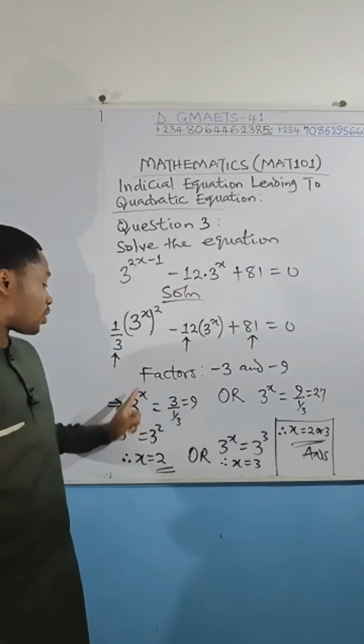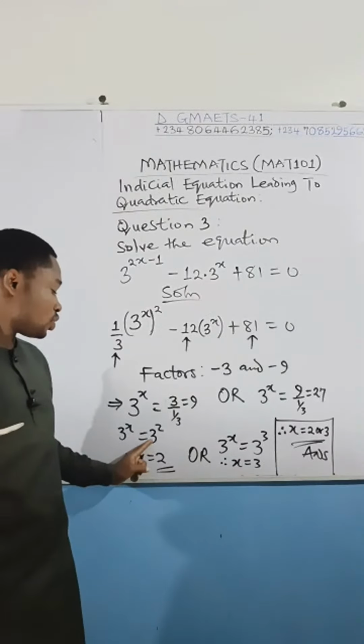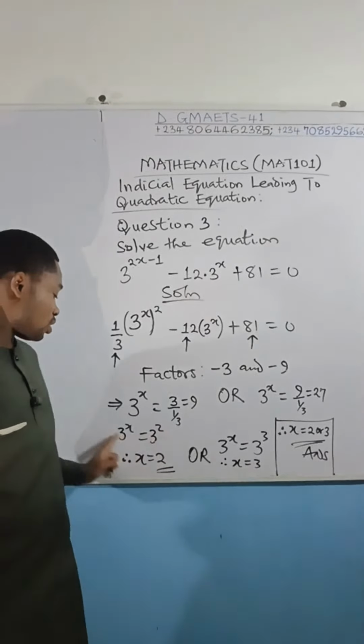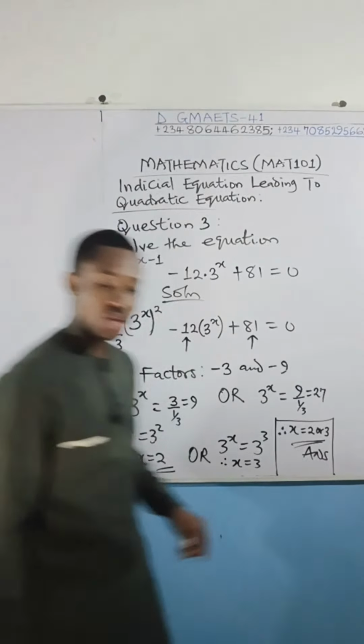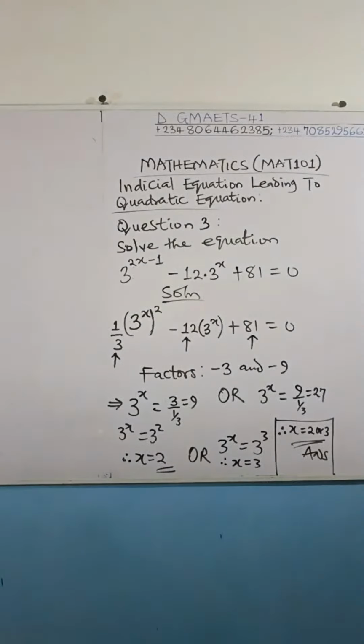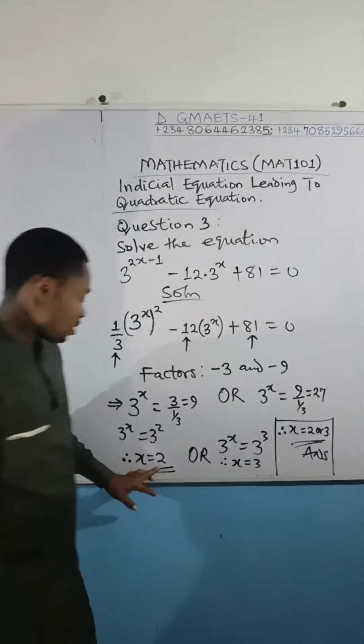For 3 raised to the power x equal to 9, break down 9 to base 3. 9 is 3 raised to the power 2. The bases are the same, so you equate their powers. Let me check the network again. Okay, it is there. Equate their powers, and that is how we got x equal to 2.